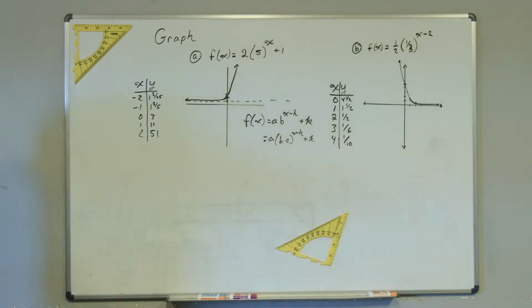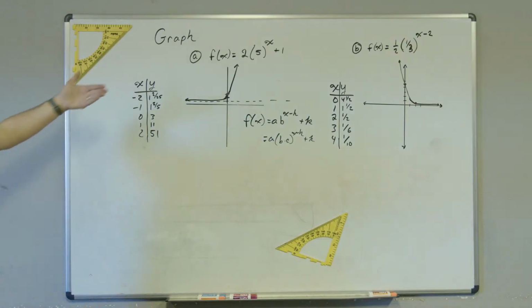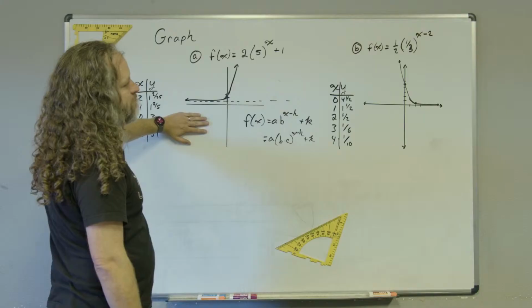Your intuition was not wrong. When is it growth and when is it decay? When B is greater than 1, it's growth. When B is between 0 and 1, it's decay. So what if B is below 0? What if A is negative or what if B is negative? When A is negative, it would just flip. It would be a vertical reflection.